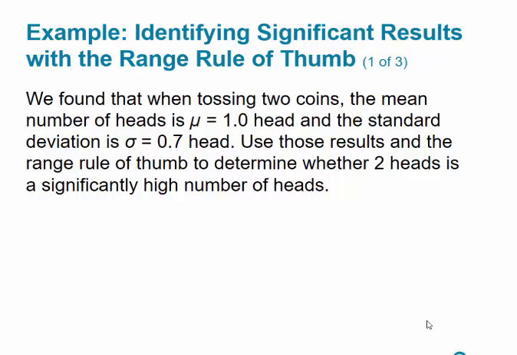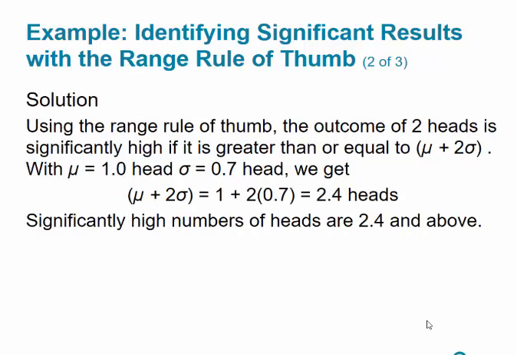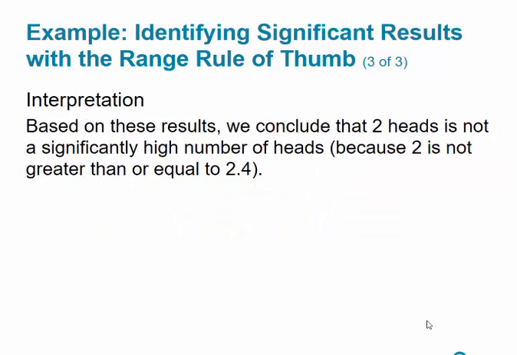So the question is, we found that when tossing two coins, the mean number of heads, mu, is 1, and the standard deviation is 0.7. So use those results and the range rule of thumb to determine whether two heads is a significantly high number of heads. So here you can see that mu plus 2 sigma is actually 2.4, so any values above 2.4 will be significantly high. But of course, if we get 2, which is the most that we can get, it's not going to be significantly high.